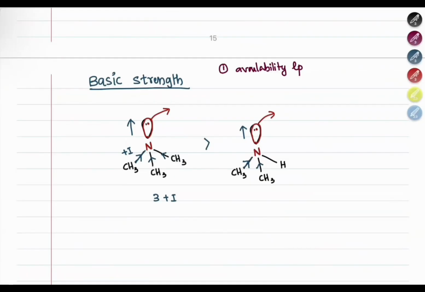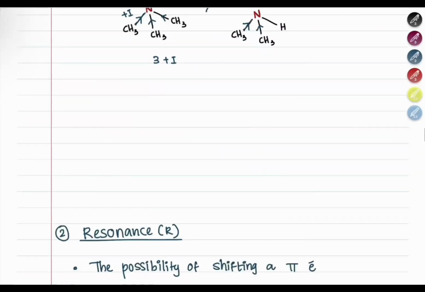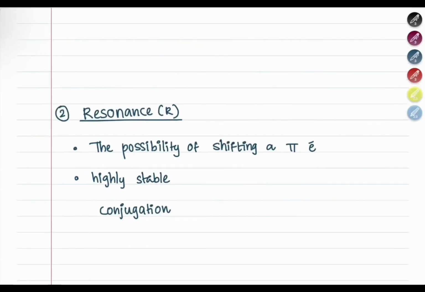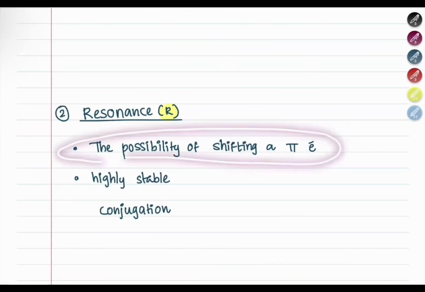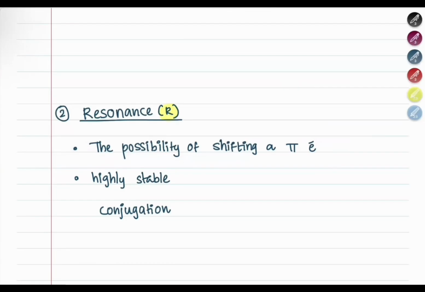Now we will see the second electronic effect, that is the resonance effect. Here the resonance effect will be denoted using R. The resonance effect means the possibility of shifting pi electrons. The possibility of shifting pi electrons in a molecule is called resonance, and resonance will result in high stability of our molecule. The necessary condition for resonance to occur is conjugation. If there is conjugation in a molecule, then there will be resonance. So what is conjugation? Conjugation means delocalization of electrons, right?